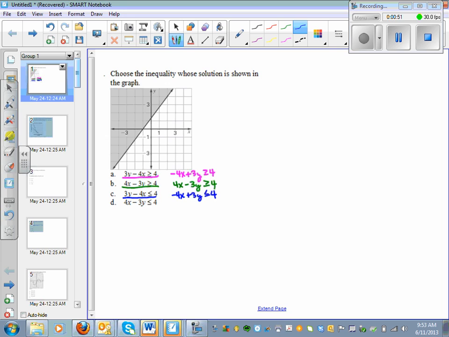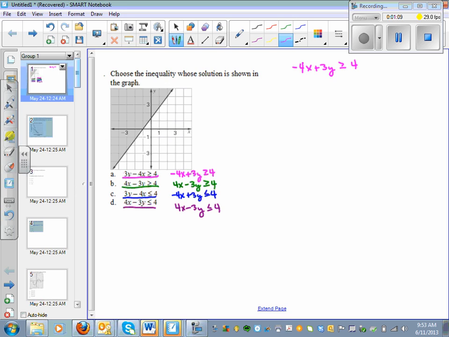And then the last one, we'll make him purple right here. That's in the correct order. 4x minus 3y is less than or equal to 4. Okay, so when I solve each of these, I'm going to start with the first one, negative 4x plus 3y is greater than or equal to 4.